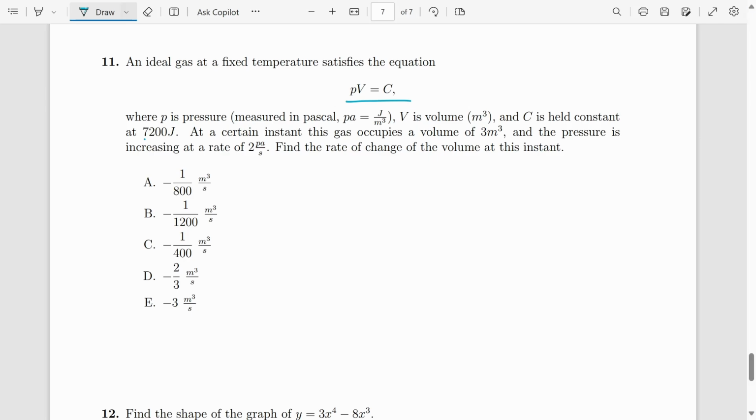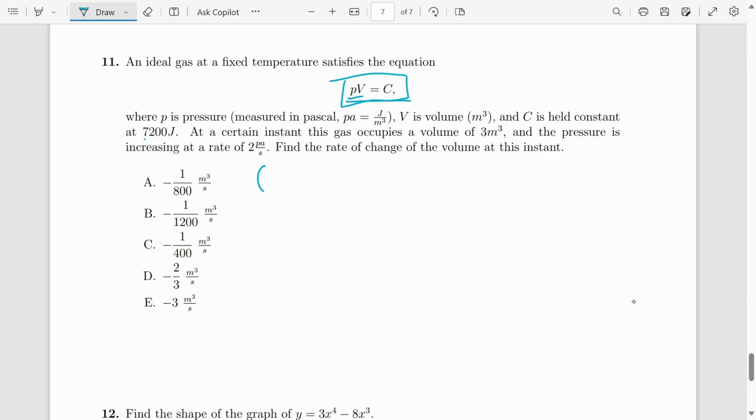So this is a related rates problem, but it's made a bit easier because they already have provided us with the formula that we're going to be taking the derivative of. So let's go ahead and take its derivative. Let's do the derivative of PV equals C. The derivative of P times V is going to necessitate the product rule. We have two things being multiplied together. That is A prime B plus AB prime. So let's write that out.